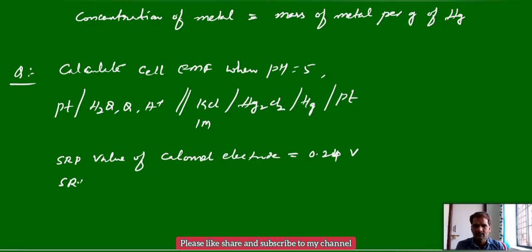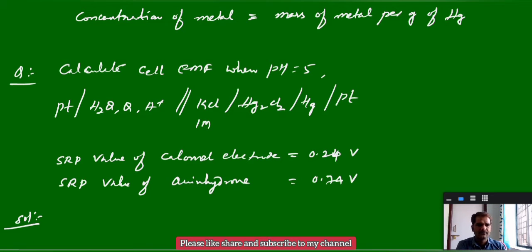and standard reduction potential value of quinhydrone electrode is given as 0.74 volt. So this is the question. Calculate cell EMF when pH equal to 5, and this is the cell, and SRP values of calomel electrode and quinhydrone electrodes are given. The solution for this question.